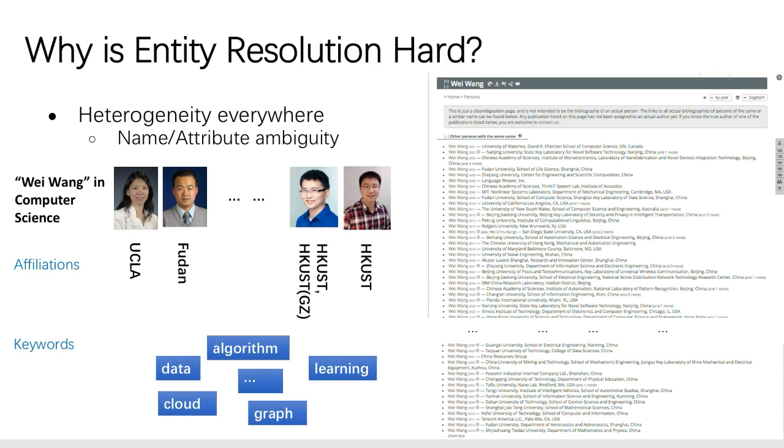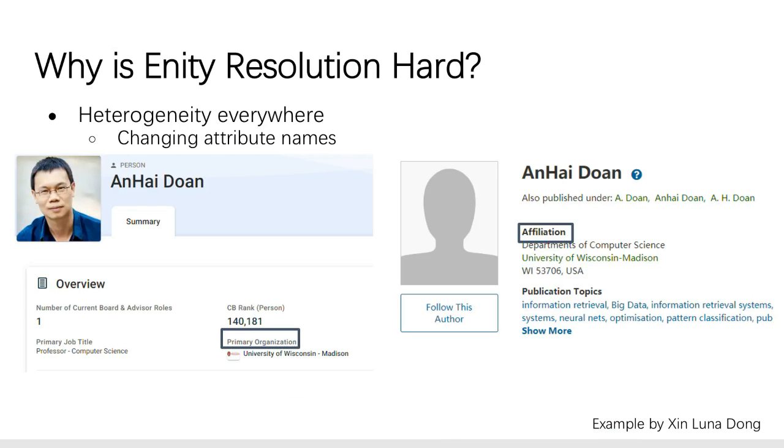And if you look at the paper titles that each and every Wang in computer science has written, there are a lot of overlapping keywords like algorithm, data, learning, and graph. So it's really, really hard to distinguish them just based on the attribute values.